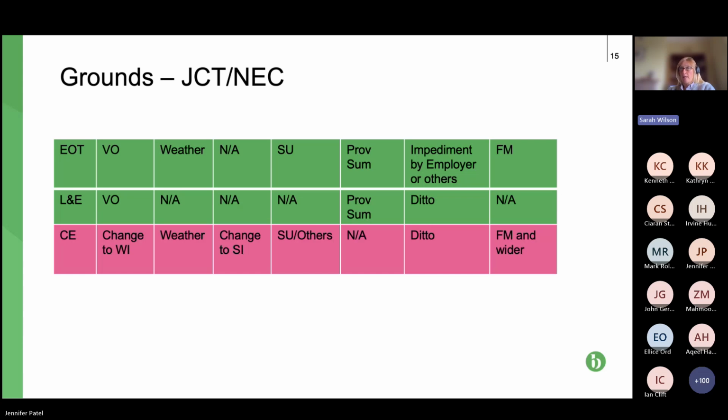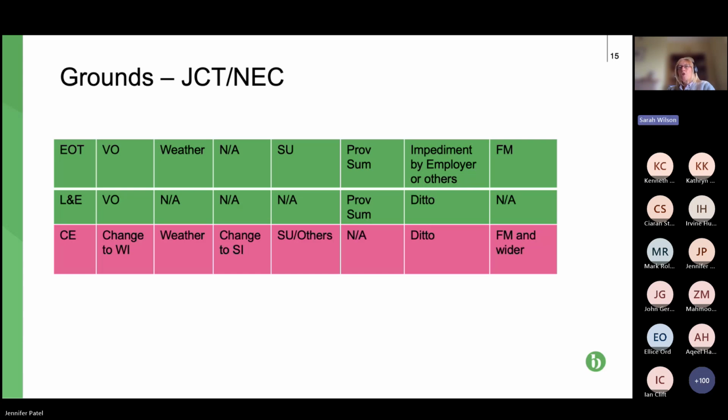So if there's a variation, so basically the client changes the works, then if you suffer delay, you get an extension of time. And you also get loss and expense. That makes sense because, of course, it's absolutely caused by the client. Weather is different. So with weather you can see you get an EOT, but you don't get any loss and expense.